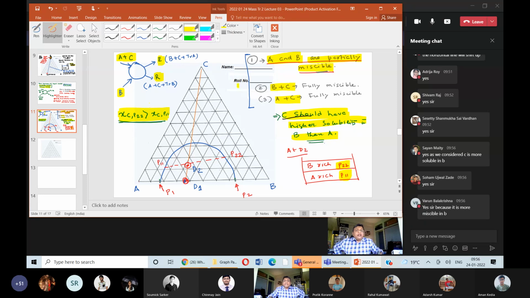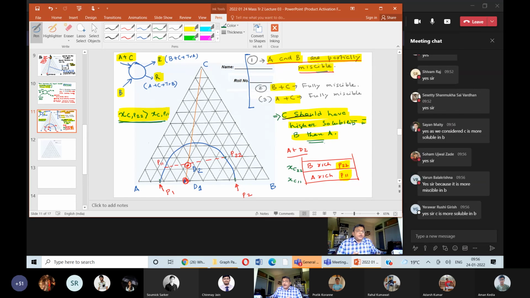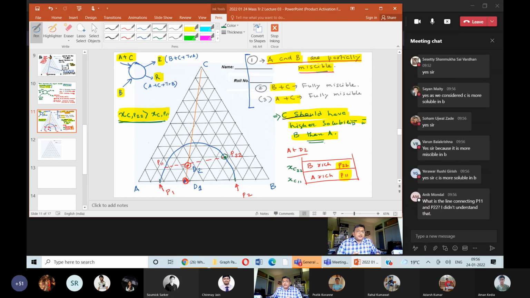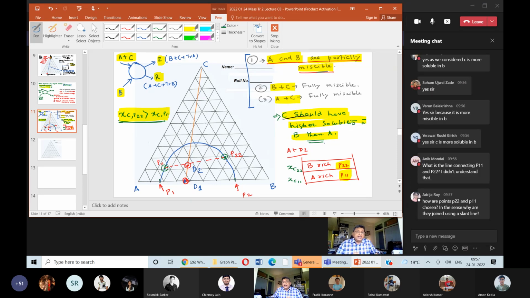So now when you add C to a mixture of A and B, it partitions. It satisfies both, but it goes more to the B and less to the A. So now you have a B-rich phase and an A-rich phase, both of which are in equilibrium, but XC in P22 is going to be higher as compared to XC in P11, and therefore this is a tie line. The tie line, you just have to wait for probably the next Monday.